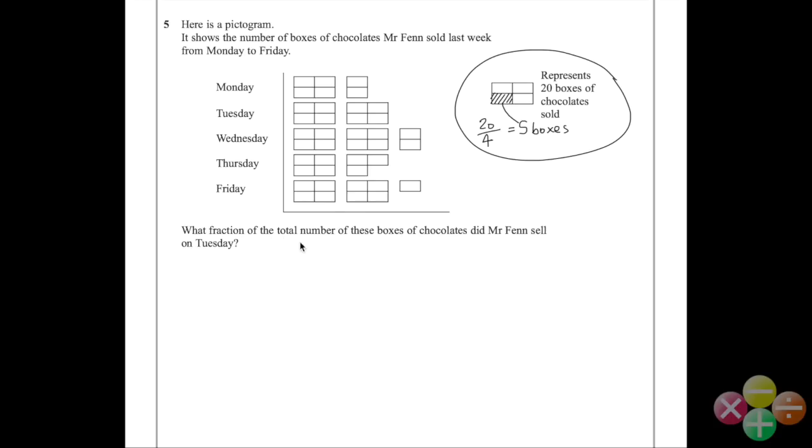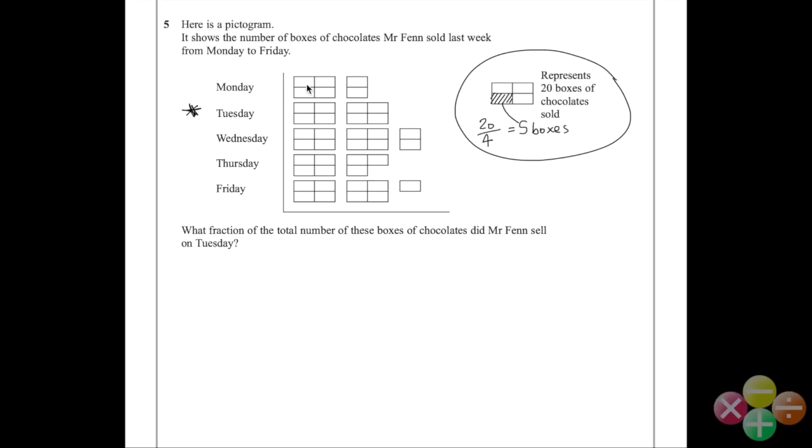Now what fraction of the total number of these boxes of chocolates, so that's for the total week, did Mr. Fenn sell on Tuesday? So we need to know 2 things. Firstly, we need to know how many he sold on Tuesday. And secondly, we need to know how many he sold altogether. So I'm going to work through each day and calculate how many he sold for each day.